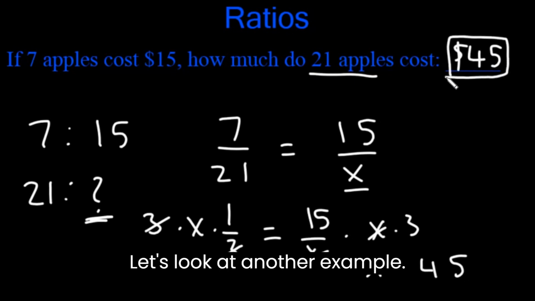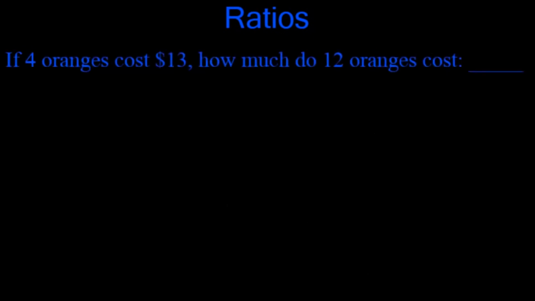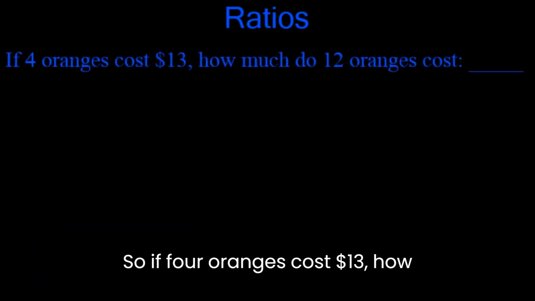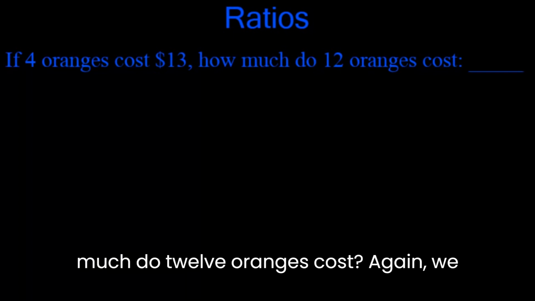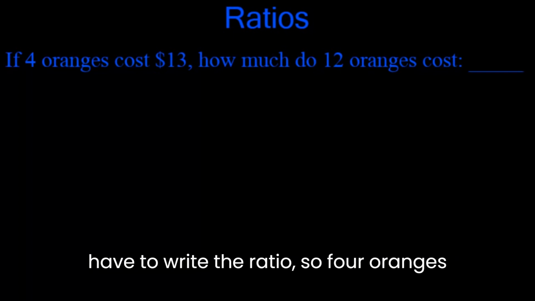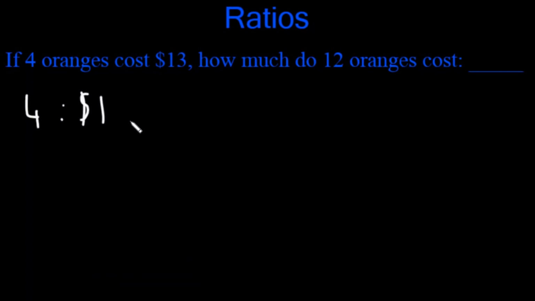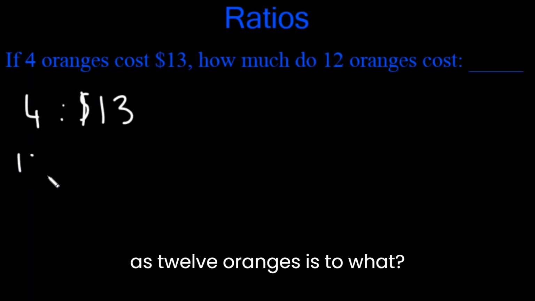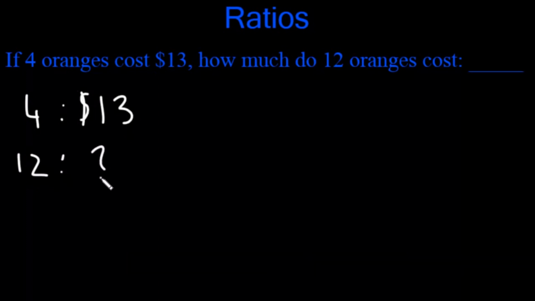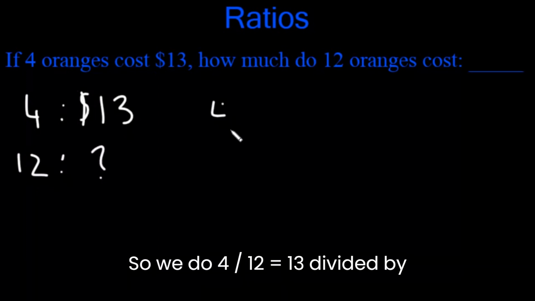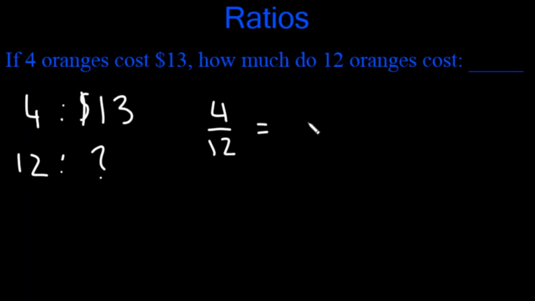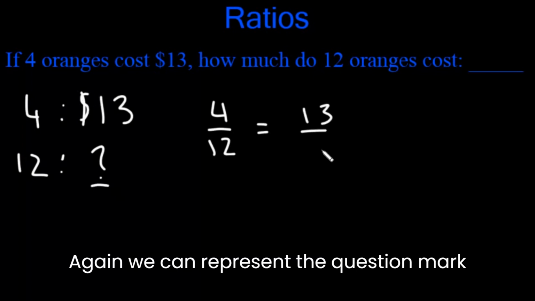Let's look at another example. So if 4 oranges cost $13, how much did 12 oranges cost? Again, we have to write the ratio. So 4 oranges is to $13 as 12 oranges is to what? So we do 4 divided by 12 equals 13 divided by, again, we can represent the question mark with an x.